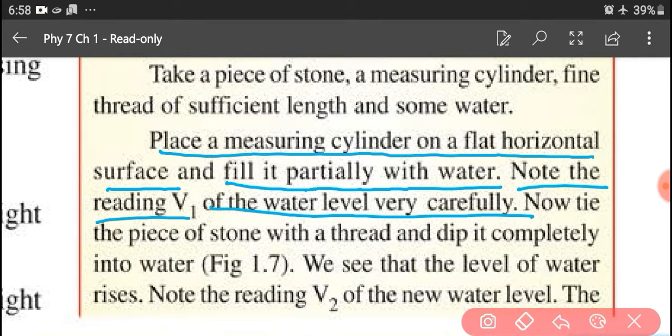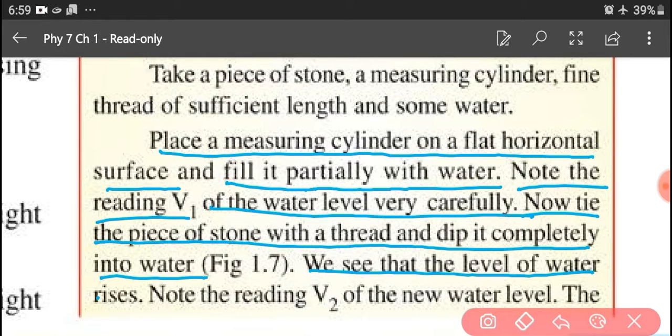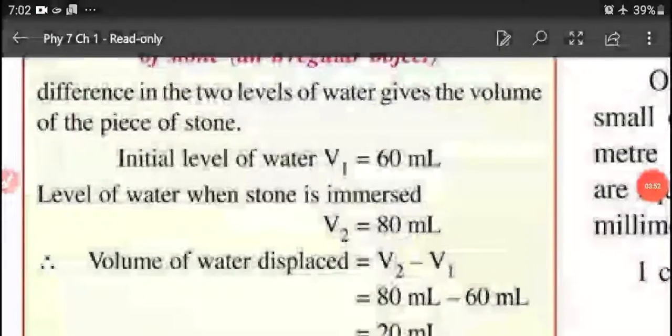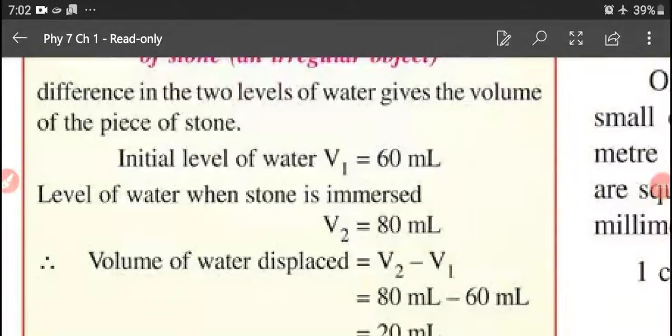Now tie the piece of stone with a thread and dip it completely into water. We see that the level of water rises. Note the reading V2 of the new water level. The difference in the two levels of water gives the volume of the piece of stone.